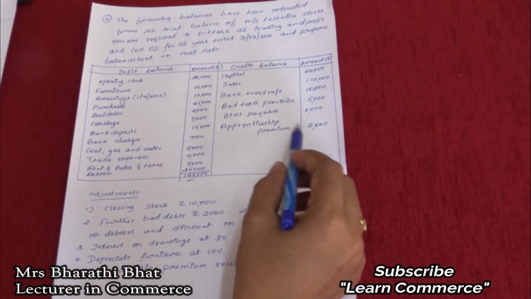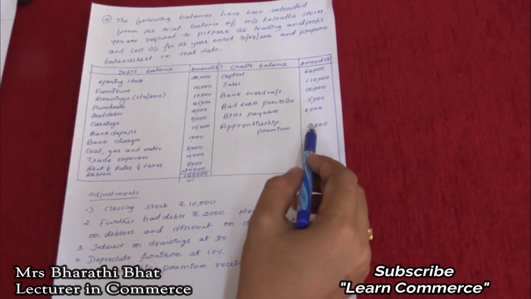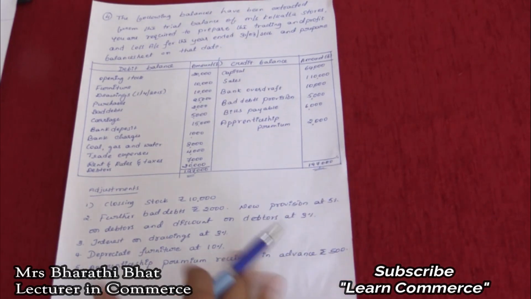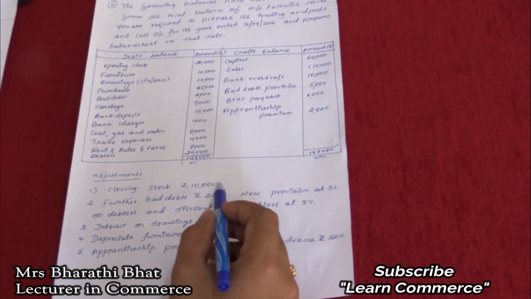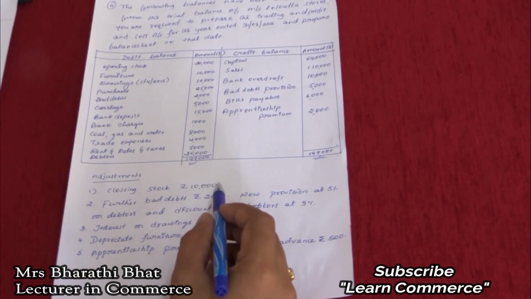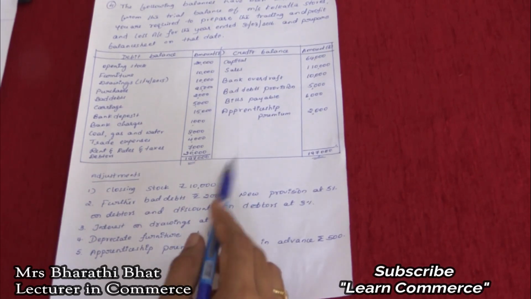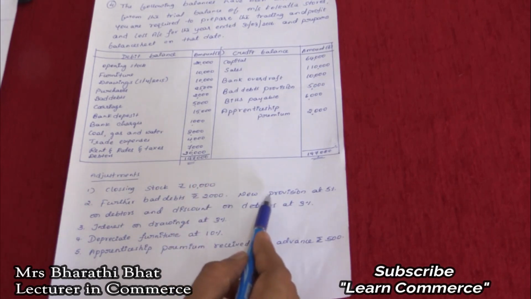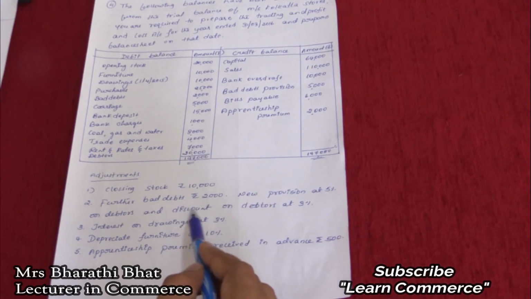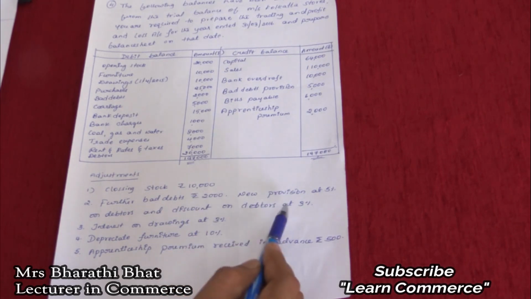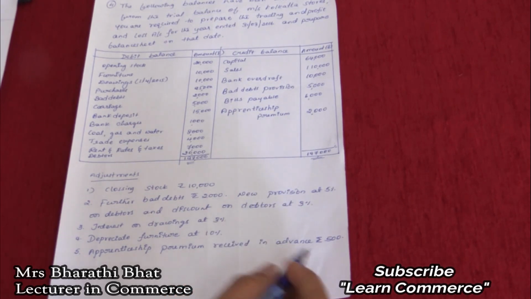So this is income for the organization. This is recorded under profit and loss, revenue or gains. And see the adjustments. Closing stock, we know that it should be recorded under trading account and balance sheet asset side. Further bad debt, we should add this amount to the bad debt amount and new provision at 5%. We should calculate this discount on debtors also. Here 3 adjustments are there. Let's see how we can calculate these provisions and all in the solution part.